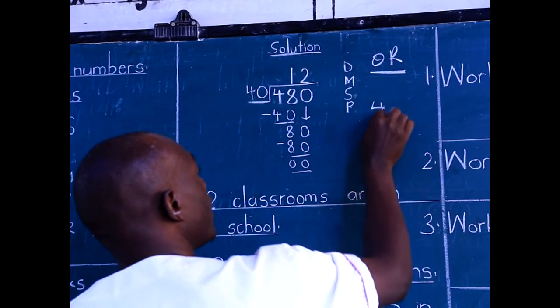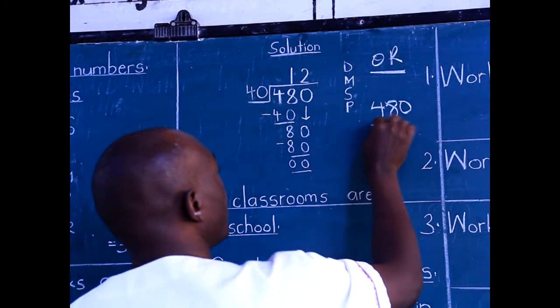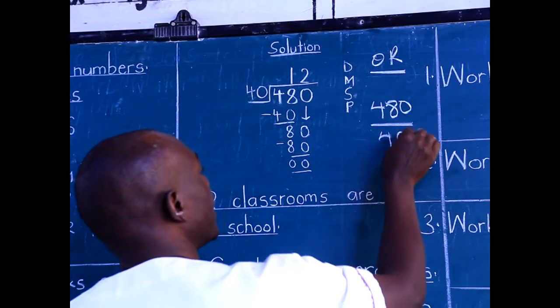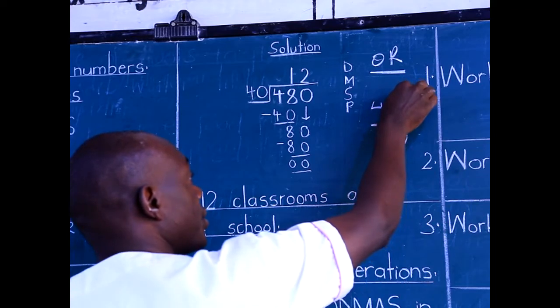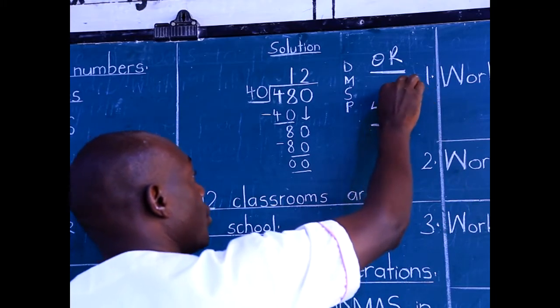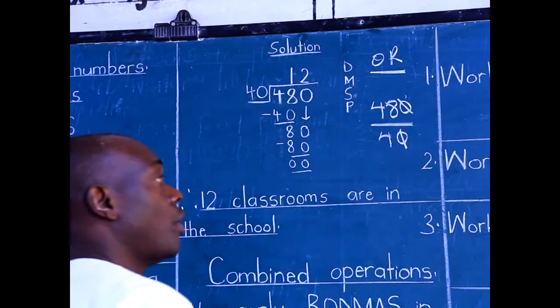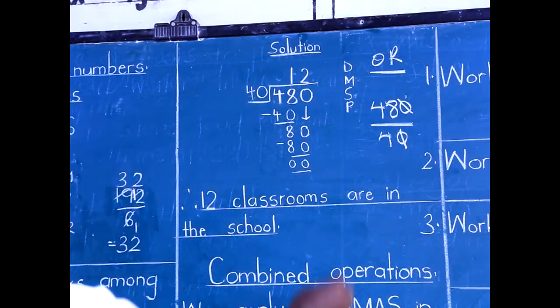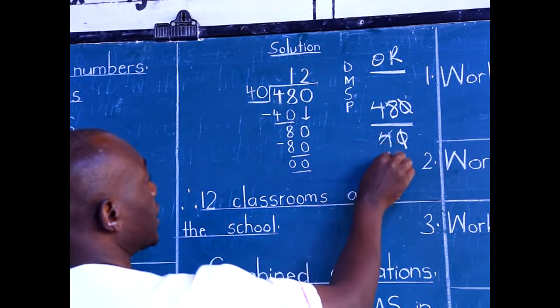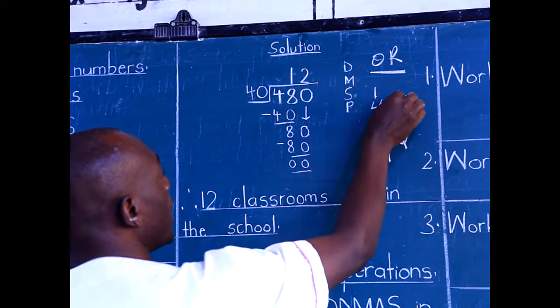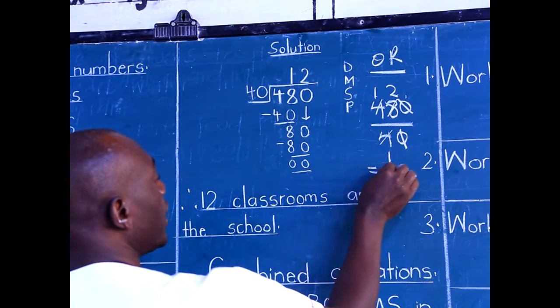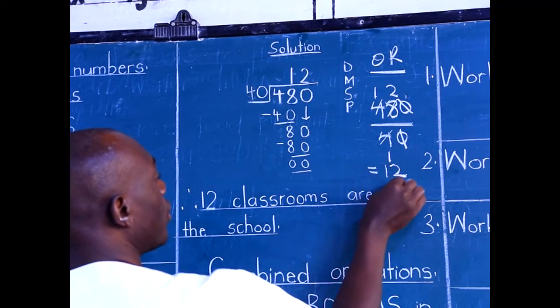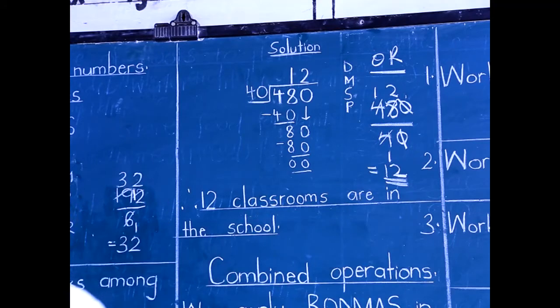where you say 480, you divide it by 40, and then start your cancellations. Wherever you cancel the zeros off, you are dividing by 10. So by 10, by 10. So I've got 48 divided by 4, and now cancel by 4 once, by 4 twice. So here you also get 12 classrooms. So then you conclude the same way. Therefore, 12 classrooms are in the school.